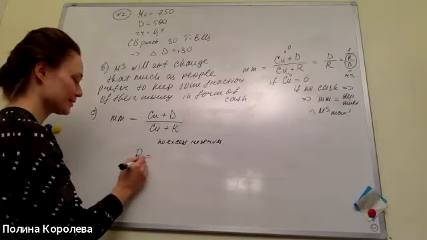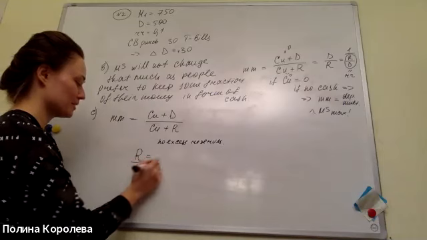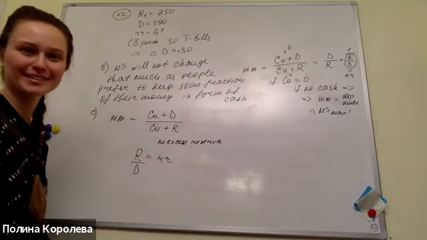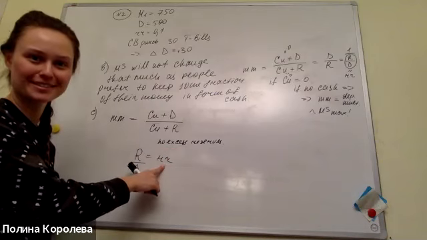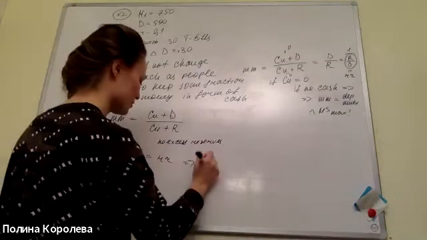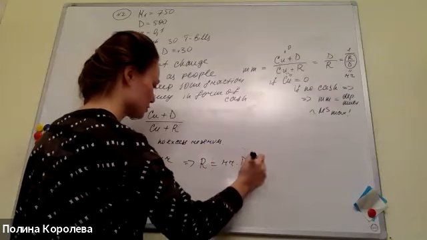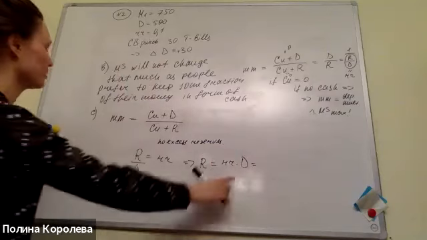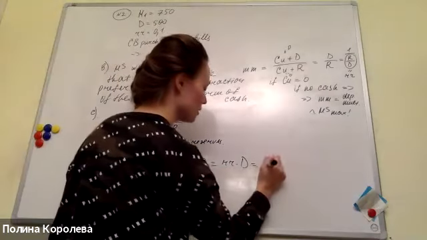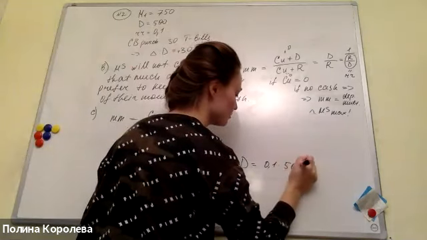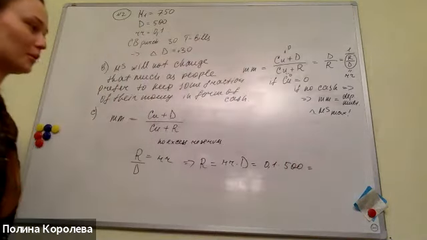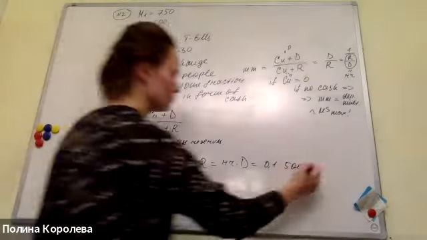So do you know that if we divide reserves by deposits, this is required reserves ratio? Yes. So we know deposits and required reserves ratio. Agree? That means that reserves equals to required reserves ratio multiplied by deposits. Required reserves ratio 0.1, deposits 500. This how much? 50. Agree.